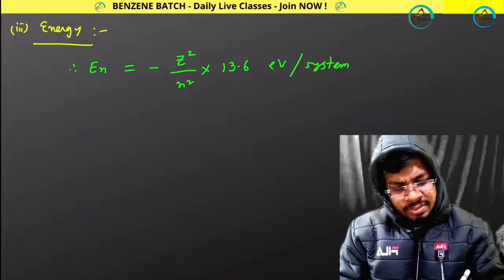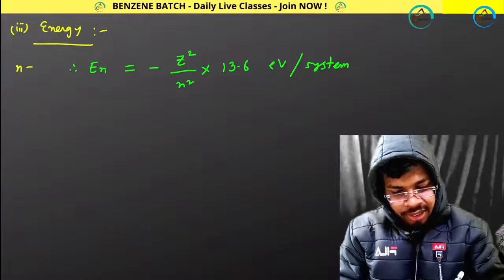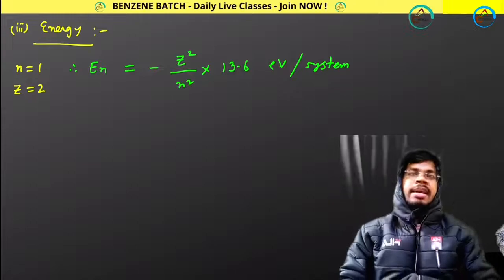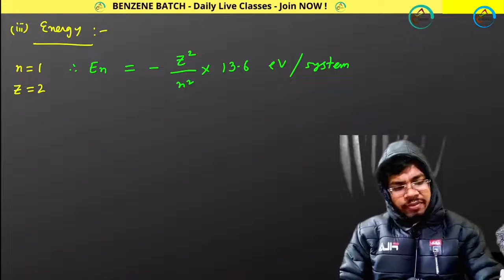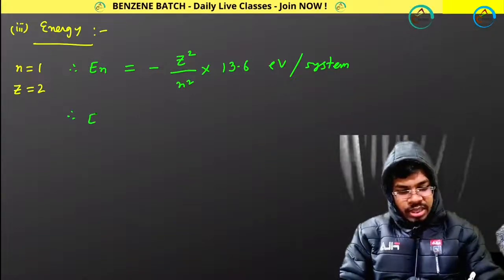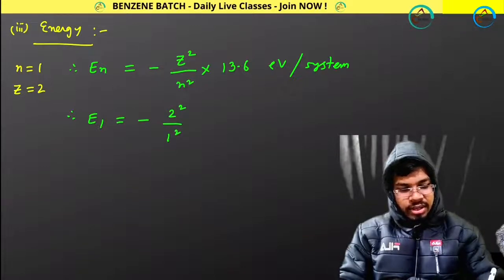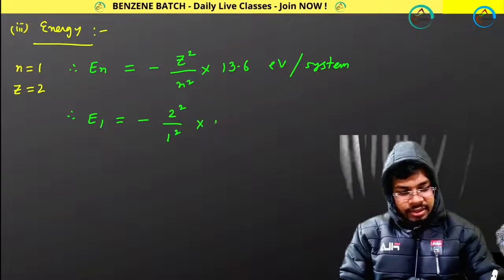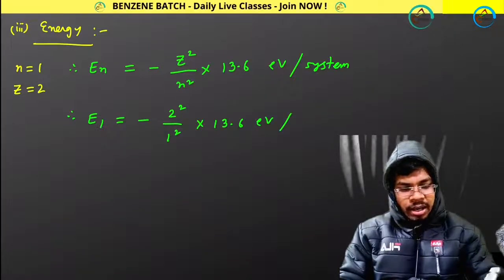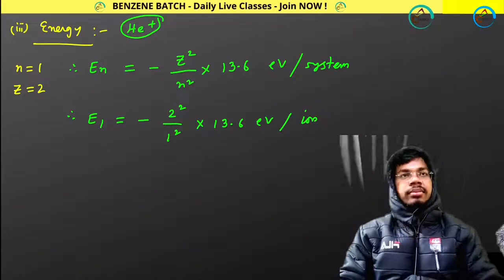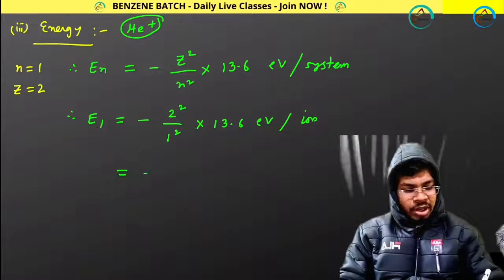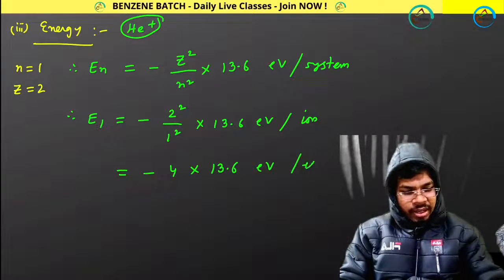First of all, En. I have to calculate for n equals 1 and Z equals 2, because it is my helium plus ion and n equals 1. So what will be the value of E1? E1 equals minus Z squared, which is 2 squared, n squared, which is 1 squared, multiplied by 13.6 electron volt per ion. Doing the calculation, I get 4 multiplied by 13.6 electron volt per ion.